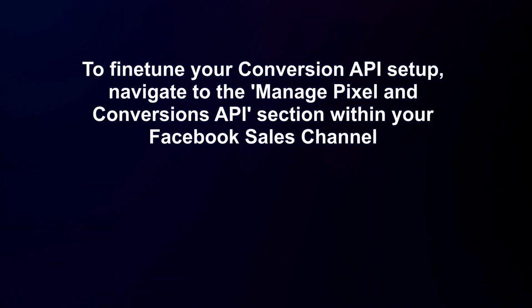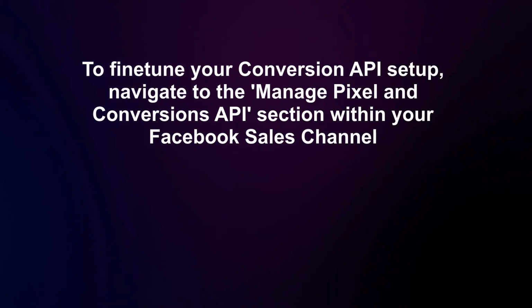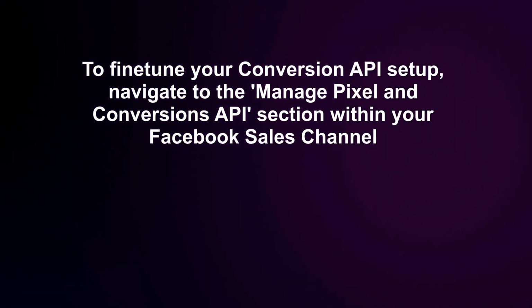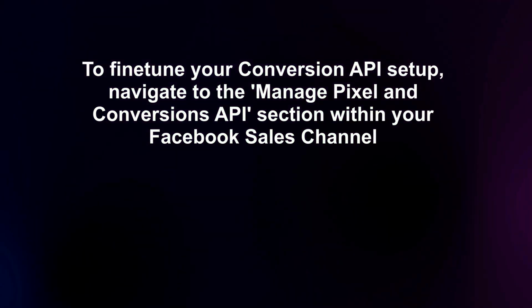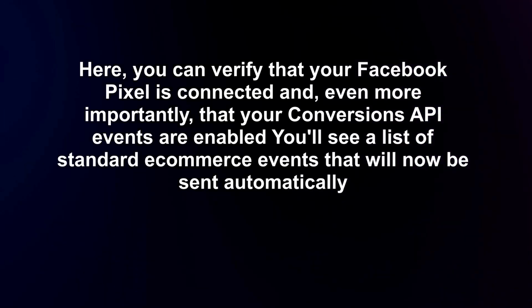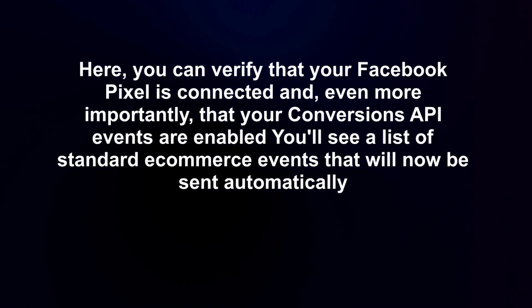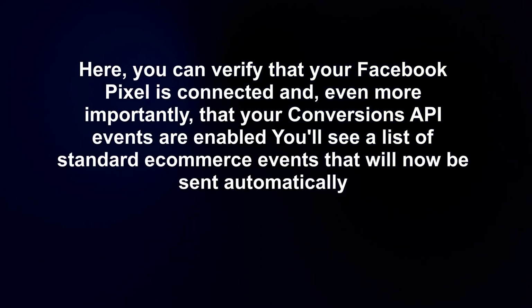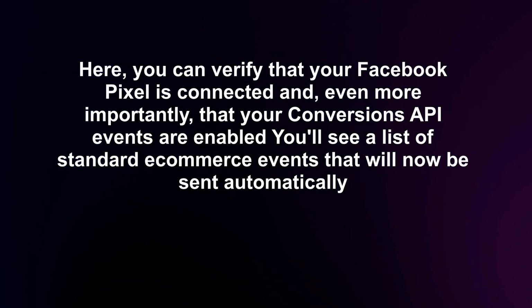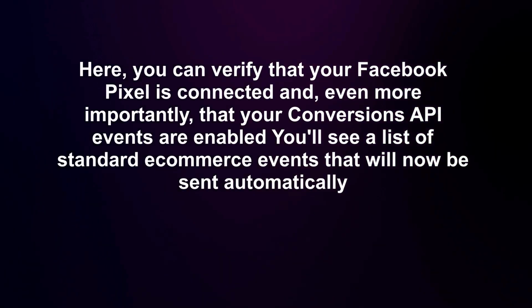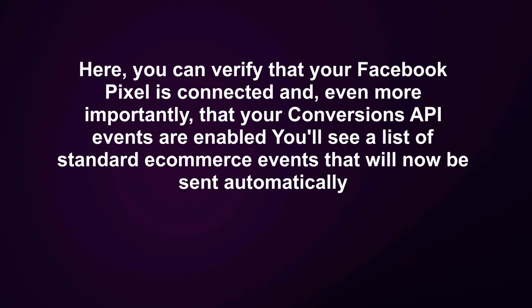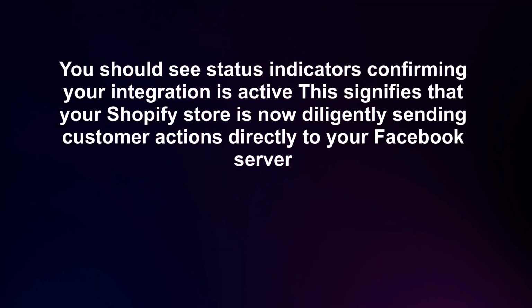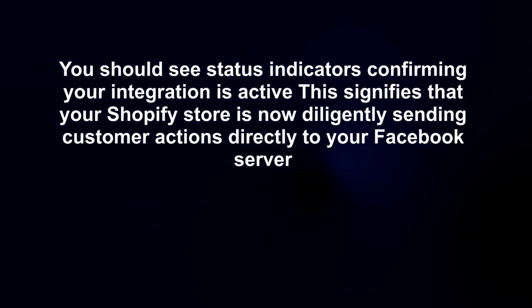To fine-tune your conversion API setup, navigate to the Manage Pixel and Conversions API section within your Facebook sales channel. Here, you can verify that your Facebook pixel is connected and, even more importantly, that your Conversions API events are enabled. You'll see a list of standard e-commerce events that will now be sent automatically. You should see status indicators confirming your integration is active.